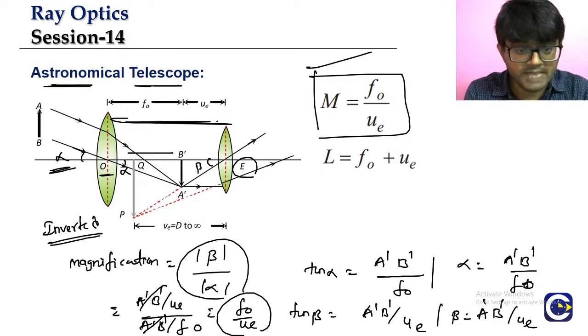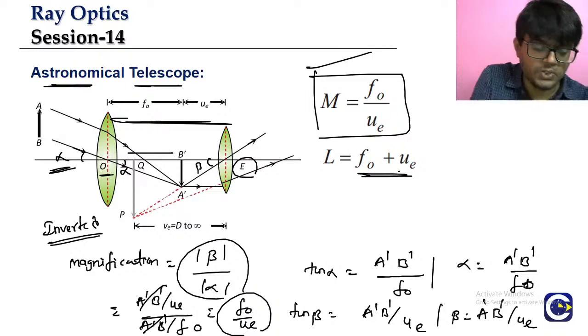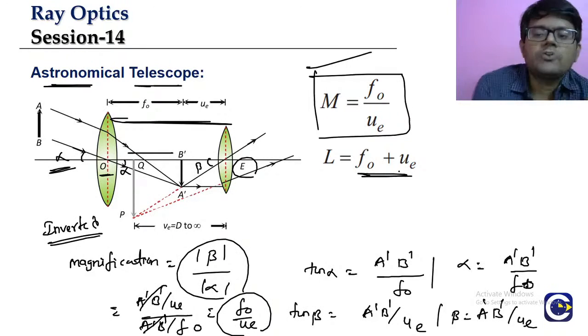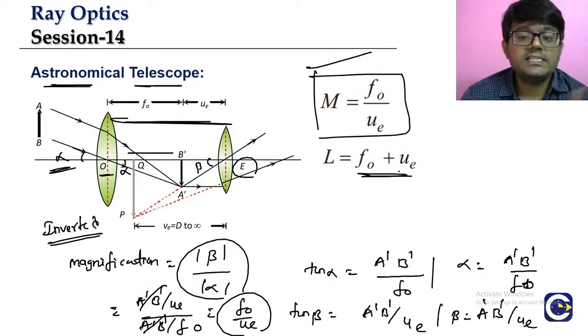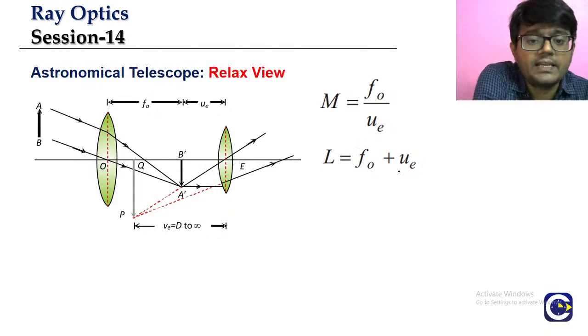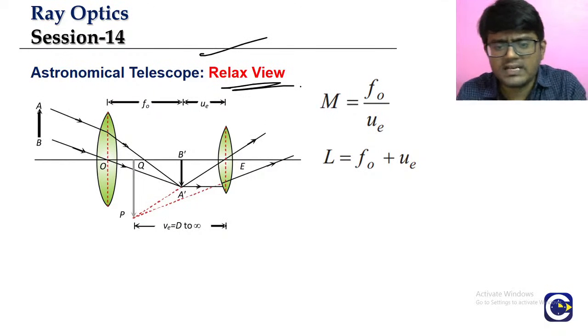Now the length of the telescope. So length of the telescope, same thing. The distance between the objective and the eyepiece. What is it? FO plus UE. So what is the magnification? FO by UE. That is the magnification. And what is the length of the telescope? It is FO plus UE. So here we look at the first condition. What is it? Relaxed view.